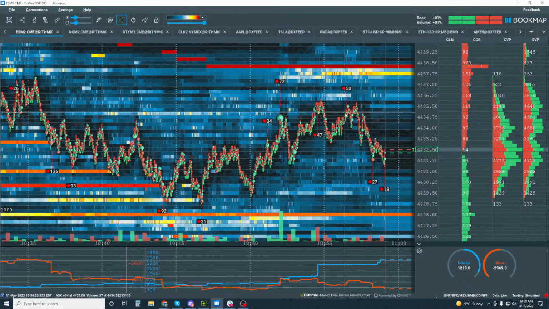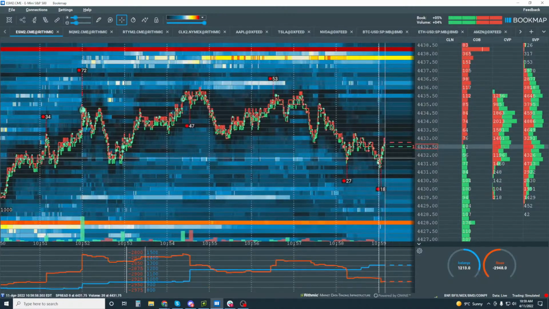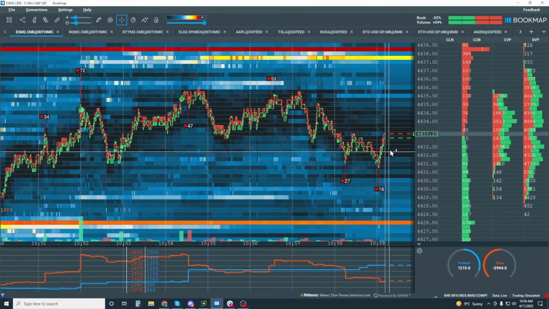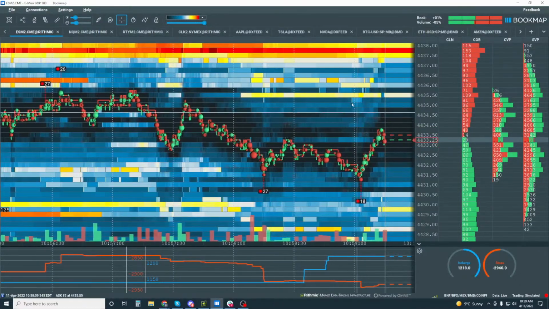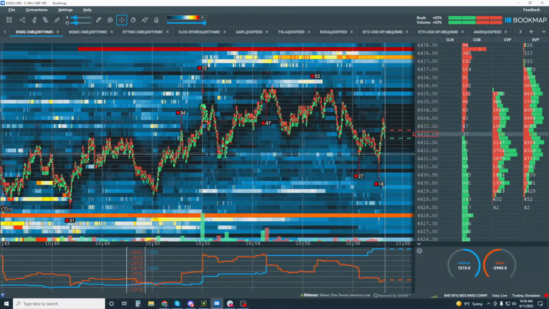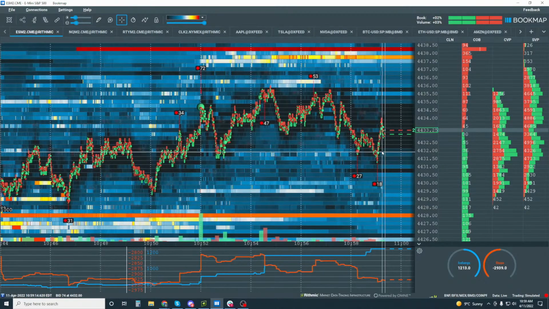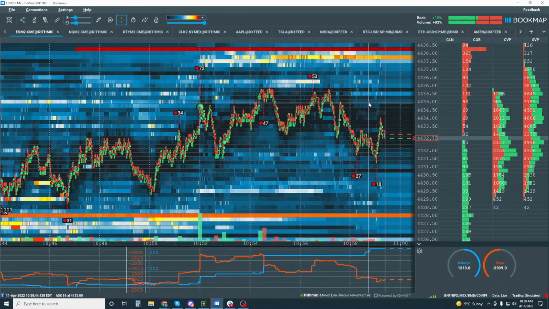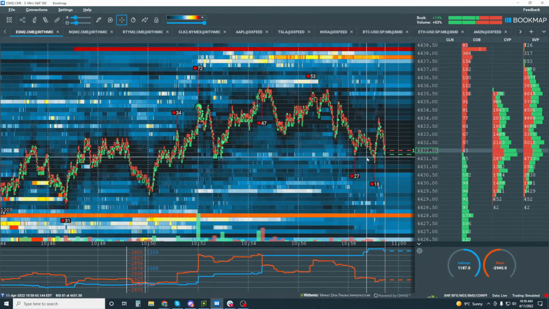Okay, so our scenario is starting to play out a little bit. Not a whole lot of selling down here though. So back and forth is very likely if we don't get sellers in here. They're trying to get through this point of control. Instead, they're bouncing off of it.